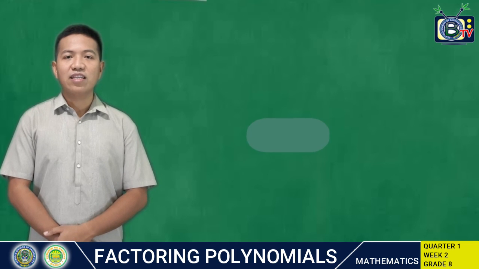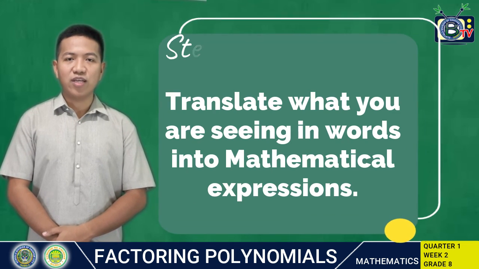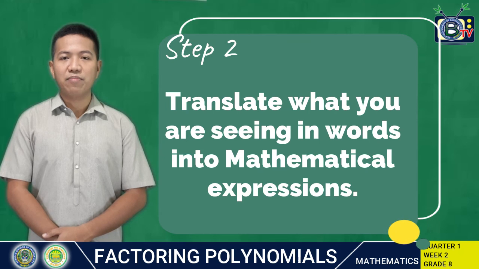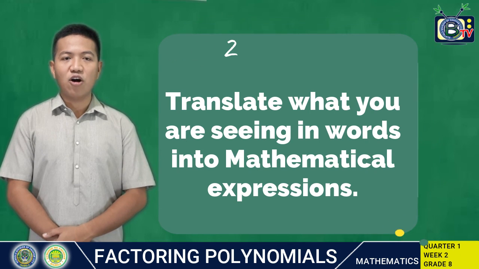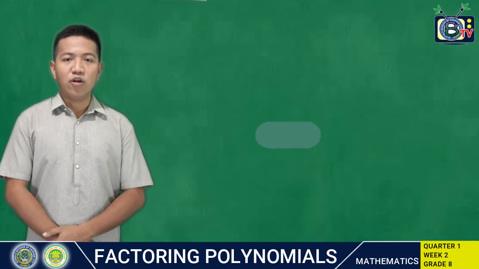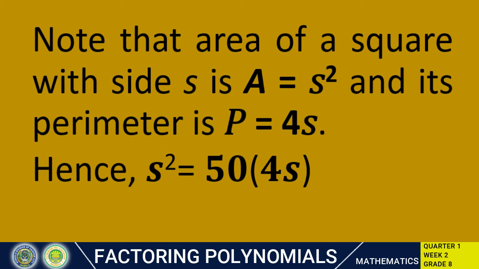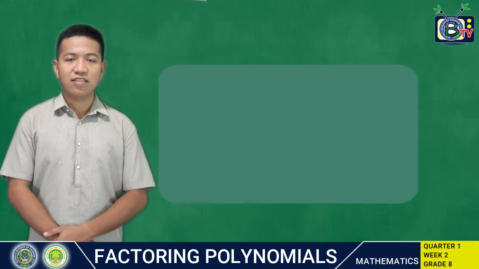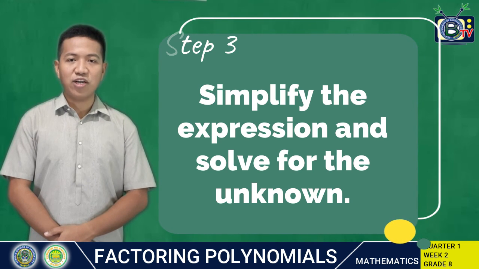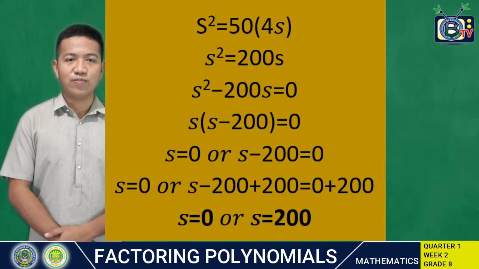Step 2. Translate what you are seeing in words into mathematical expressions, meaning write the equation based on the given information. Note that area of a square with side S is A is equal to S squared, and its perimeter is P is equal to 4S. Hence, S squared is equal to 50 multiplied to 4S.